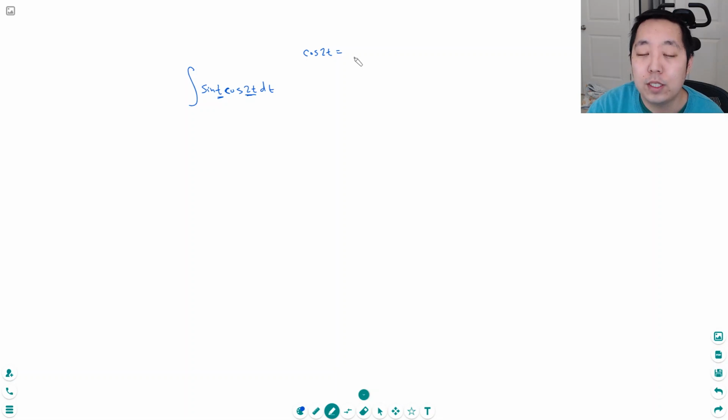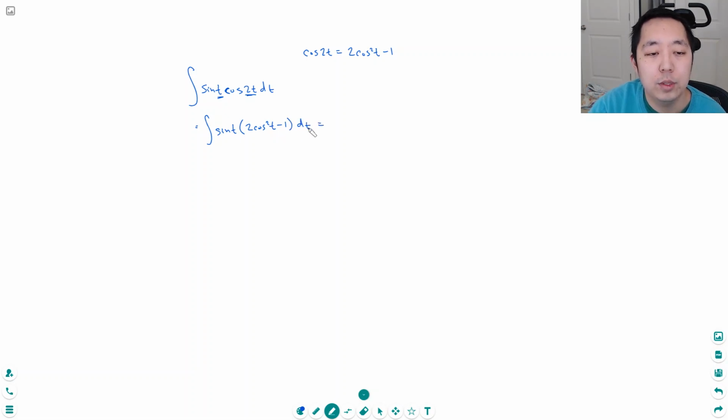I was never good at memorizing trig identities, but some of them are useful to know off the top of your head, or at least you could look them up. I can convert this to t by doing this: 2 cosine squared t minus 1. Okay? So I'm going to rearrange this, so cosine 2t becomes 2 cosine squared t minus 1, and the integral is sine t times 2 cosine squared t minus 1 dt.